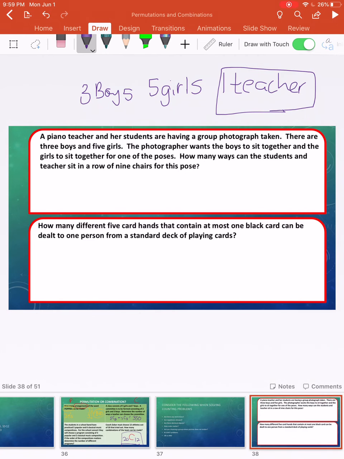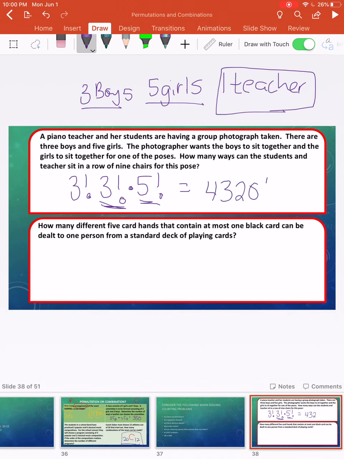Okay. So first of all, let's figure out how many different ways we can arrange these 3 groups. So the 3 factorial represents the ways I can arrange the 3 groups. Now I'm going to need 3 boys. How many ways can I arrange the 3 boys? So I'm going to times 3 factorial again. So this represents all the ways that I can arrange the 3 boys. And now I need to arrange those 5 girls. So I'm going to times by 5 factorial, which represents all the ways I can arrange the 5 girls. In total, I should end up with 4,320 as my answer.